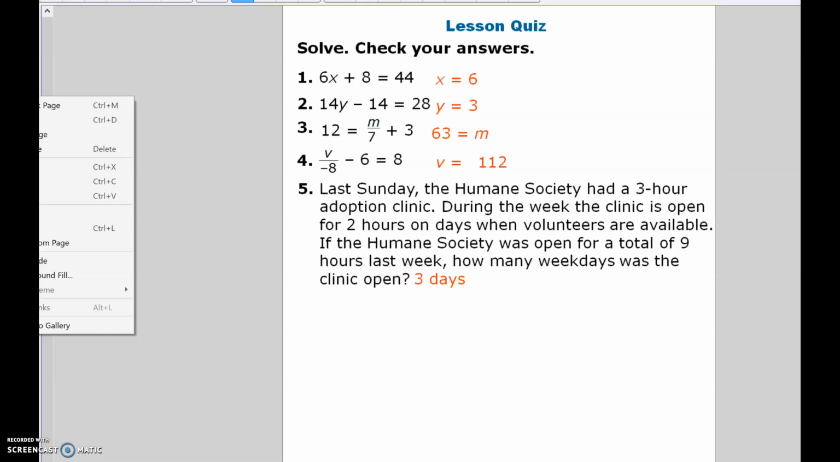Okay? That's what we're going to be doing on our homework, is solving two-step equations. So you can watch this video again if you need to, but that is it for solving two-step equations.